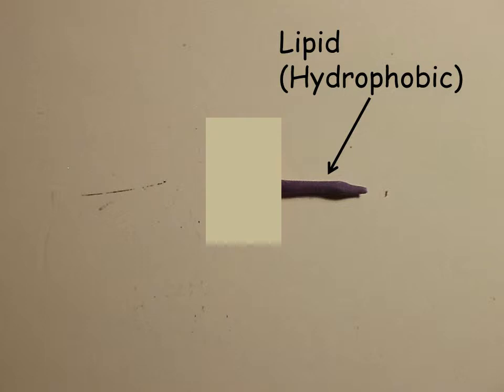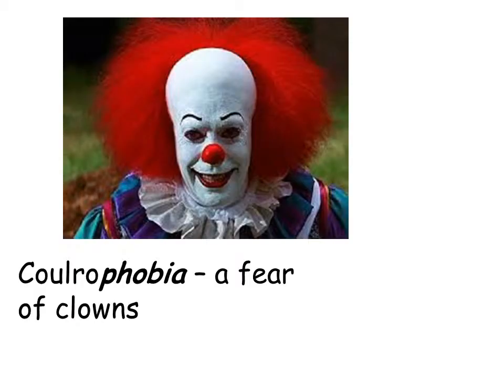Now, a lipid, or a fat, is hydrophobic. The hydro bit means water. The phobia bit means that you're afraid of something. So if a lipid is hydrophobic, it means it's afraid of water. Just like some people have coulrophobia, a fear of clowns. And just like the hydrophobic part of the lipid doesn't really want to mix with water, you probably don't want to mix with a clown. He'll eat your face off. Look at him there.